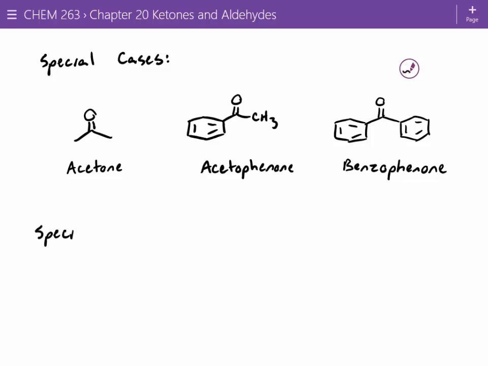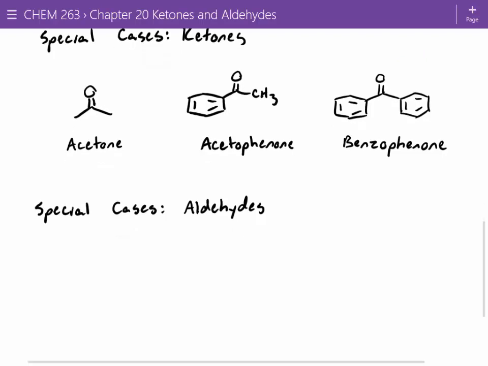Let's do our list of aldehydes. So the first one was for special cases for ketones. All right, there's another one that's analogous to acetone, but it's an aldehyde. Yep, it's formaldehyde.